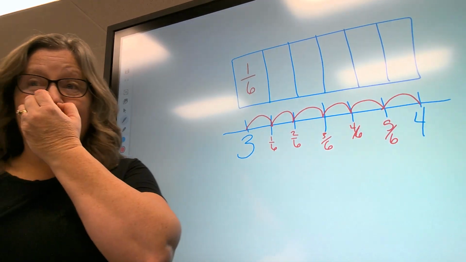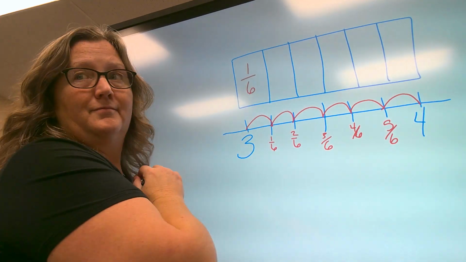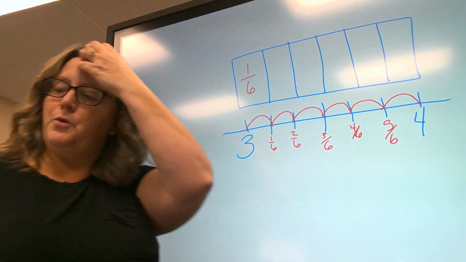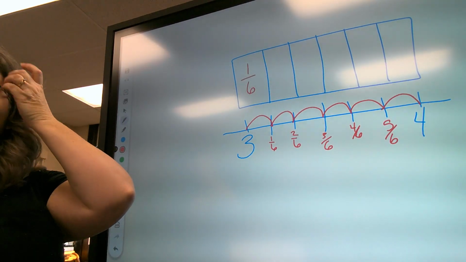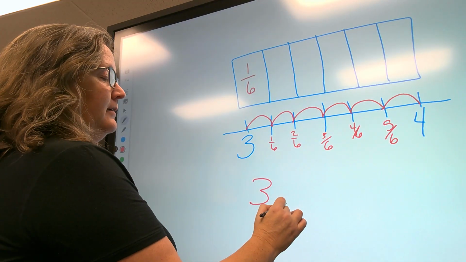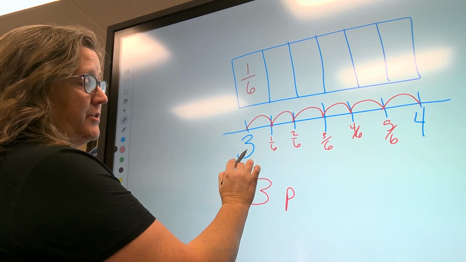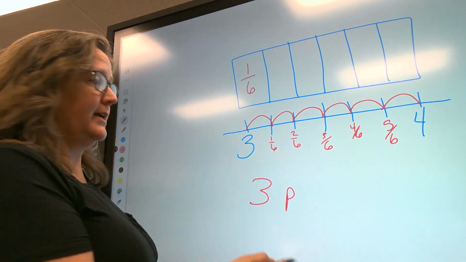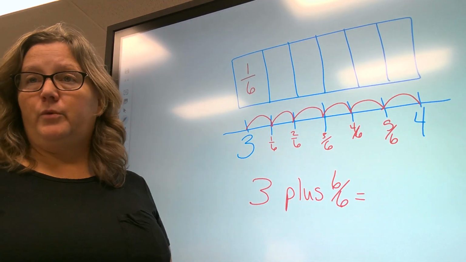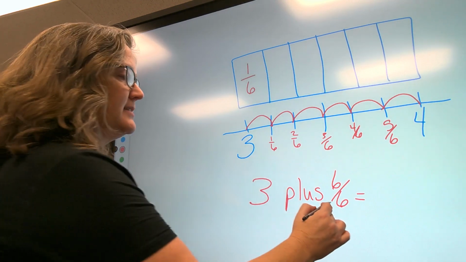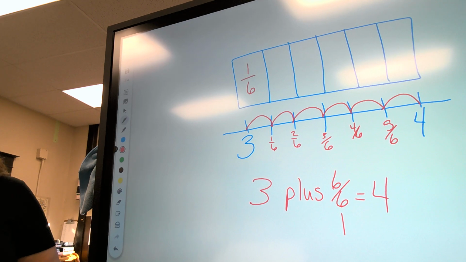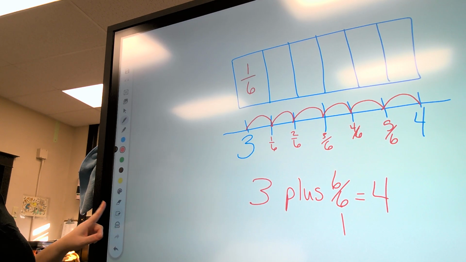Would we say 3 and 6/6? 3 and 1? No, 1 whole. 6/6 is 1 whole, so we would go up to 4. Would you say 3 and 1 whole? Well, what is 3 plus, basically, because here you're saying 3 plus 1/6 is 3 and 1/6. 3 plus 6/6 would equal, 6/6 equals 1 whole, so 3 plus 1 is 4. Okay? All right.